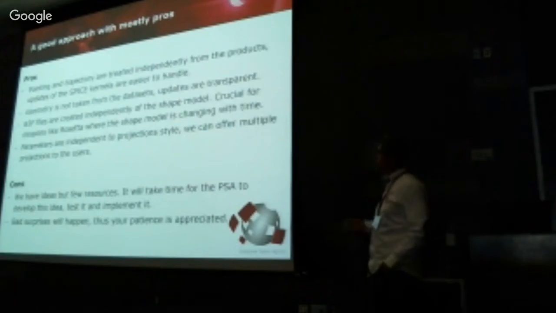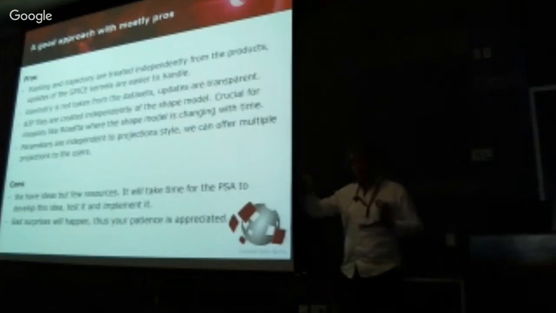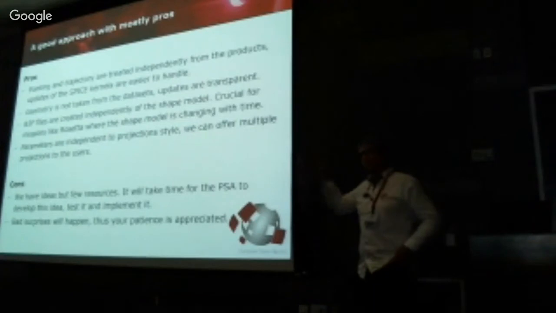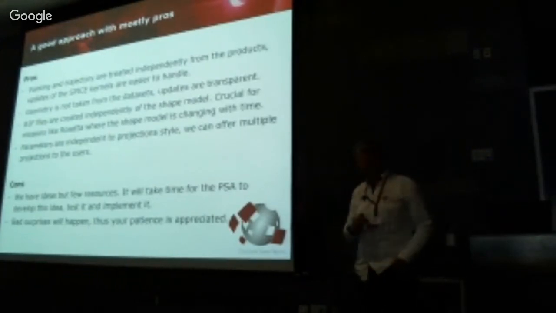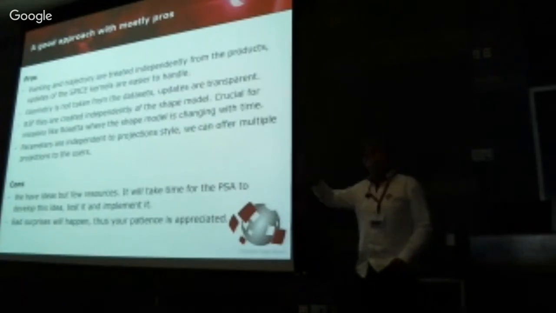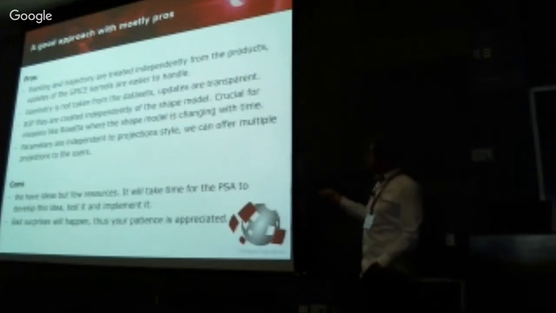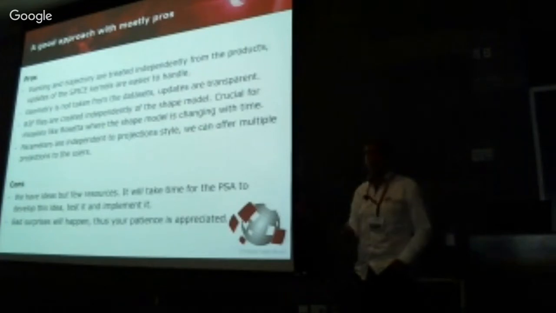There were some cons, but the pros is that the pointing and the trajectory are treated independently from the product updates. So if you update the SPICE kernels, there's no problem because the SPICE kernels, the geometry and data are separate. The geometry is not taken from the dataset itself. We're not looking into the labels and the geometry parameters that the teams provided. An update of these datasets will be transparent for us because we created geometry aside from it. The B3F files are created independently from the shape model, so the reference frame is used independently of the shape model. Then later on, you input the shape model to make a projection of the surface.